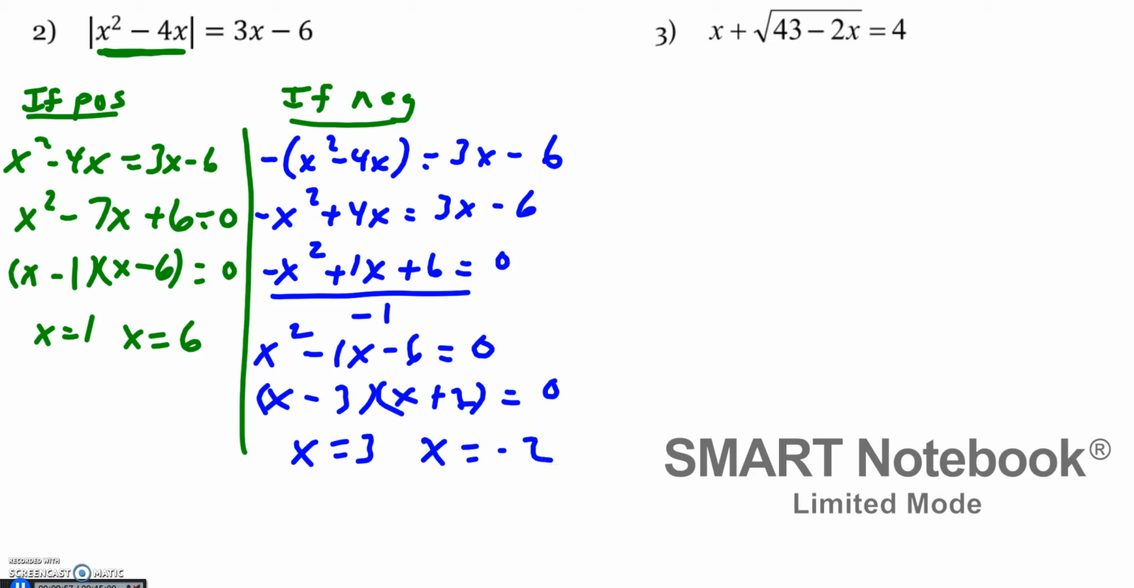So that's the first couple steps. Now we need to check to see which ones work and which ones do not. So we would take all of these separately and plug them into the original equation. So if I take 1 and plug that in, we change that to red.